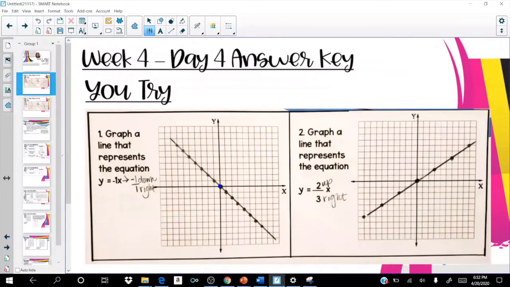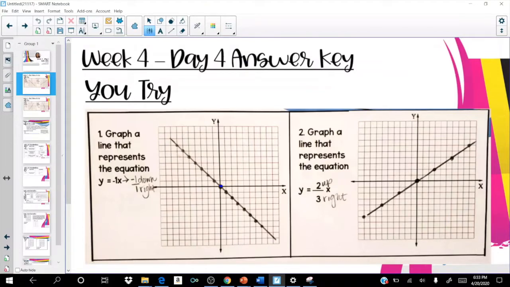When they ask you to graph a line from the equation y equals mx, you automatically know that the graph represents a proportional relationship because y equals mx represents a proportional relationship. Okay? So you're going to start at 0, 0, or the origin, and then you're going to use your directions to plot the rest of the points.